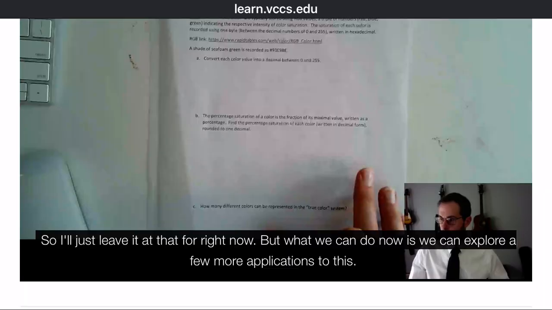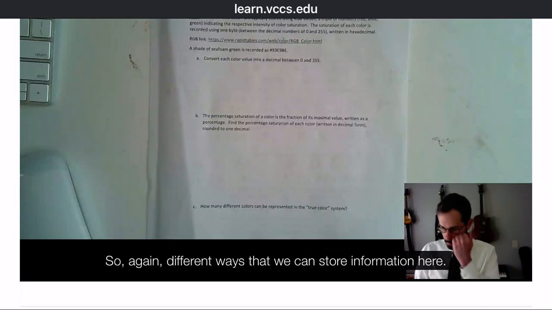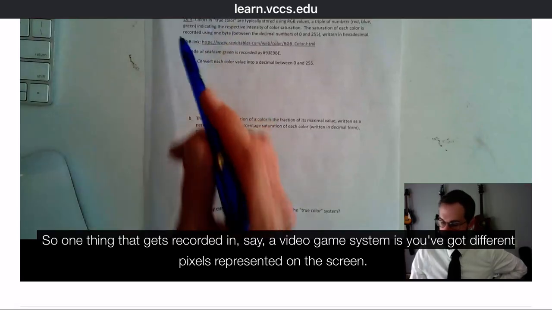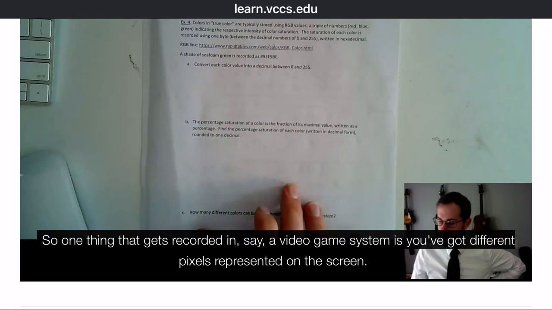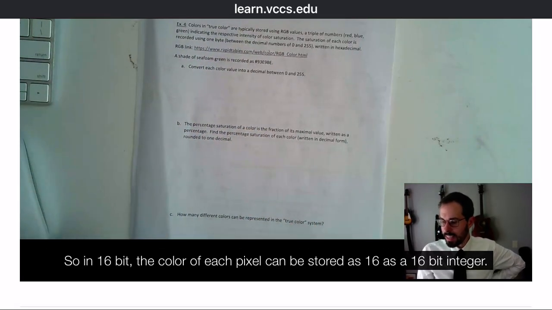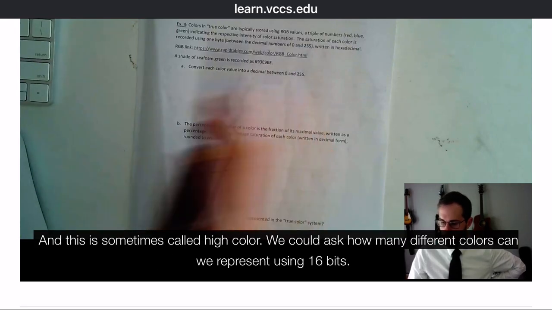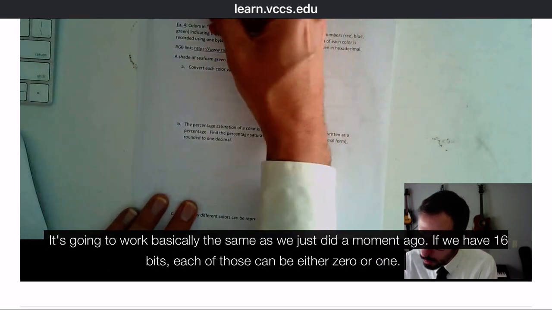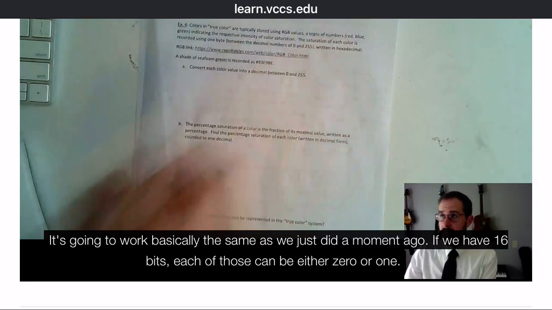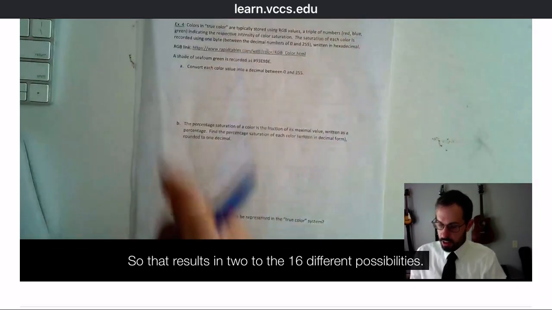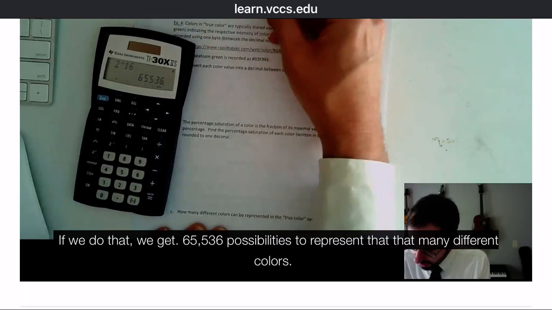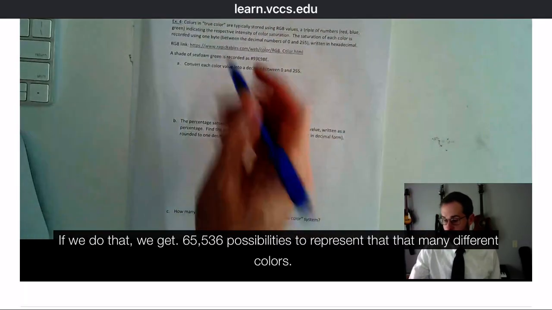But what we can do now is explore a few more applications of this. So again, different ways that we can store information. One thing that gets recorded in, say, a video game system is that you've got different pixels represented on the screen. So in 16-bit, the color of each pixel can be stored as a 16-bit integer. This is sometimes called high color. We could ask how many different colors we can represent using 16 bits. It's going to work basically the same as we just did a moment ago. If we have 16 bits, each of those can be either 0 or 1. So that results in 2 to the 16 different possibilities. If we do that, we get 65,536 possibilities, to represent that many different colors.